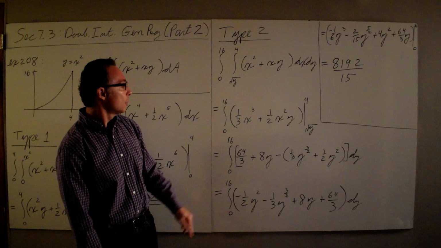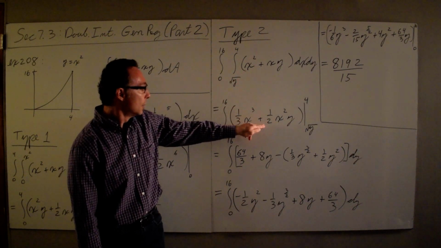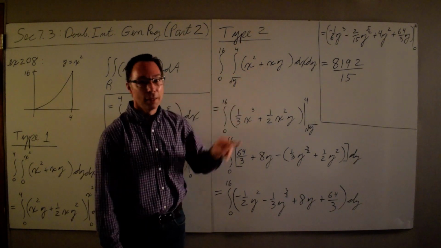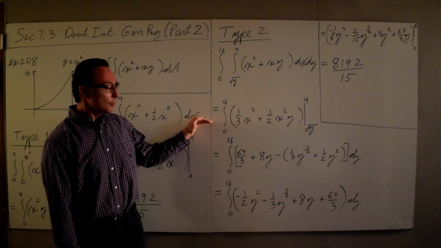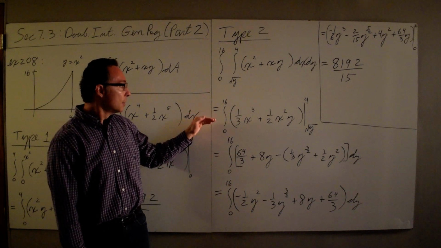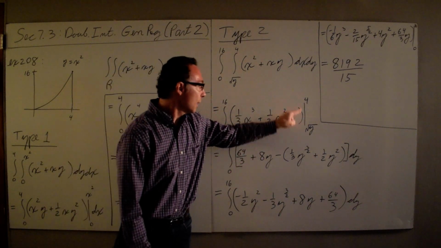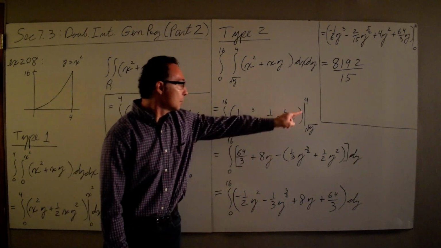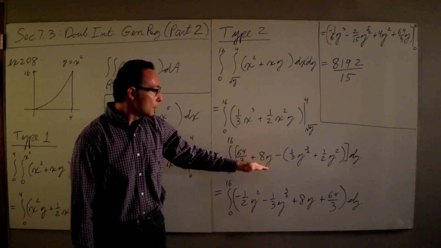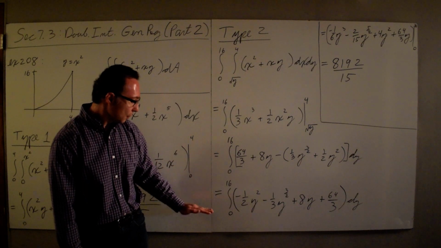So we find an antiderivative with respect to x. Here we just have 1/3 x cubed plus 1/2 x squared y. Again, for this part, we're pretending y is a constant. So we're integrating with respect to x. Then we substitute our x limits of integration. We substitute 4. We substitute square root of y, and we subtract. Simplified it a little bit here.